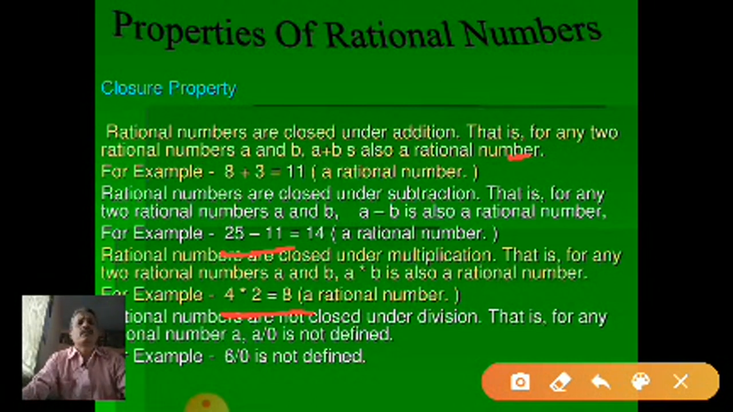Rational numbers are closed under division also? Yes, but for any rational number, A upon 0 is not defined. That's why we can say rational numbers are not closed under division. So be careful regarding this one. Rational numbers are not closed under division. Okay? Yes, very good.